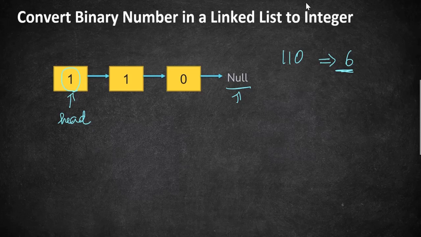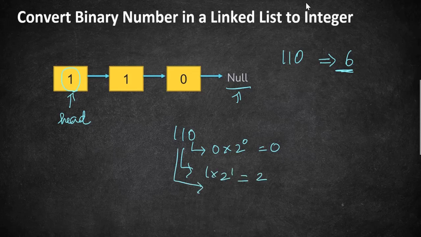That is the first half of it, and the second half can be solved in two ways. The first, classical way is to multiply the values with powers of 2. Starting from 0, the first value will be multiplied with 2 power 0, and that is going to be 0. The second value will be multiplied with 2 power 1, the third value with 2 power 2, and so on. Finally the sum is going to be 6, and we are going to return that as our output.